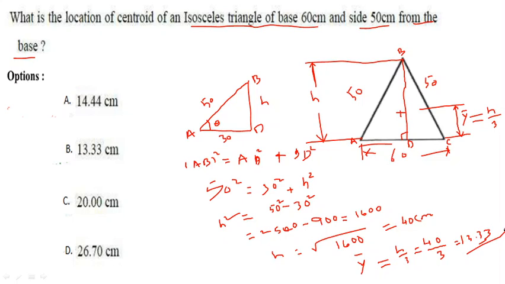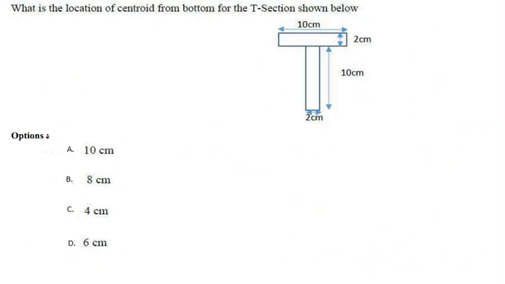13.33 centimeters. So for this question, option B is the correct answer. Okay, so let's move on to the next problem. Here is a simple question. What is the location of the centroid from the bottom of a T section as shown in the figure below?